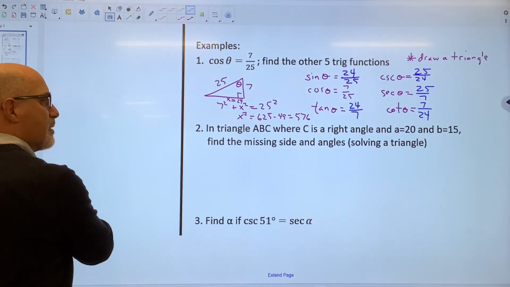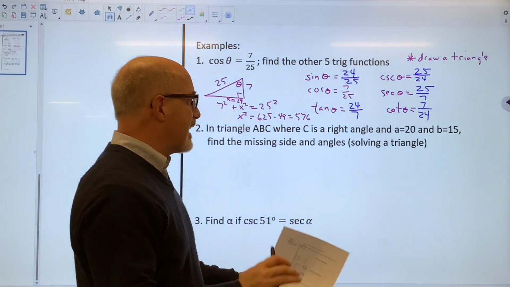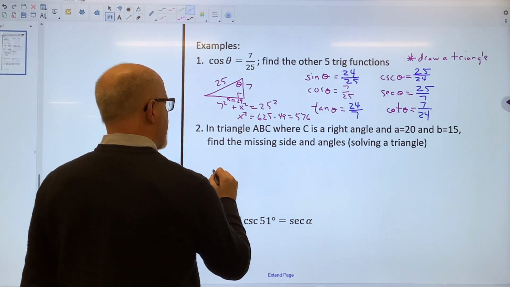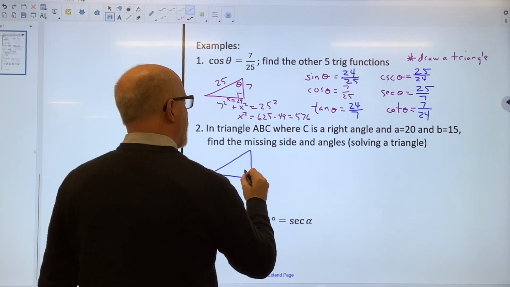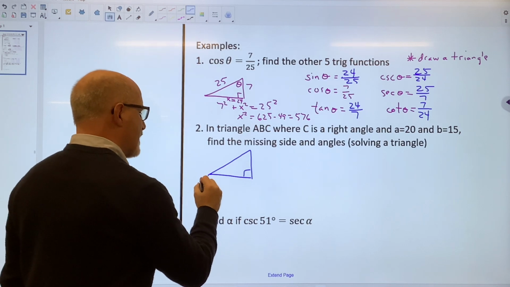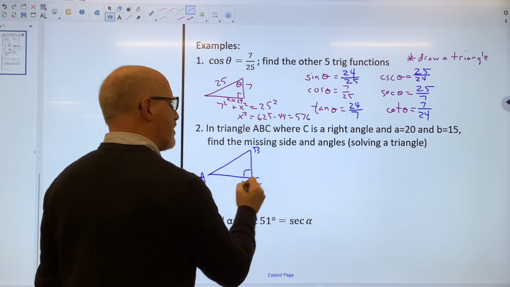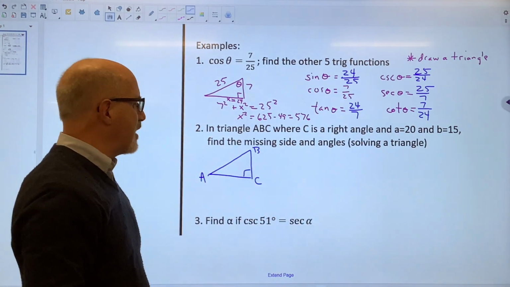All right, let's do a problem here which is called solving a triangle. It gives us certain information. It says draw a triangle ABC. So I'll draw a triangle ABC. Now we've been using theta on the inside as an angle. Another thing we sometimes do is we use letters on the outside to label angles. C in this case is the right angle, so I'll make sure that's down there.